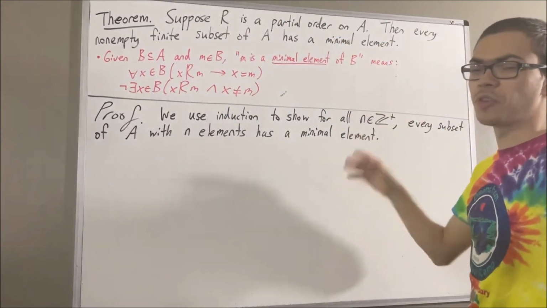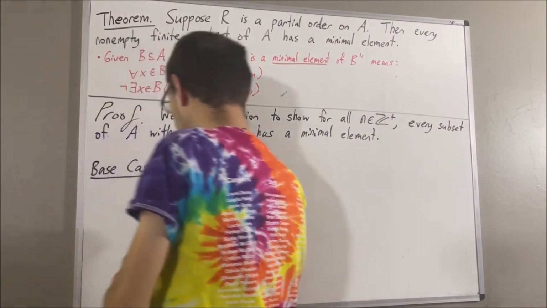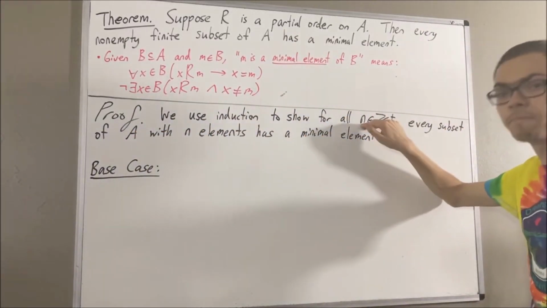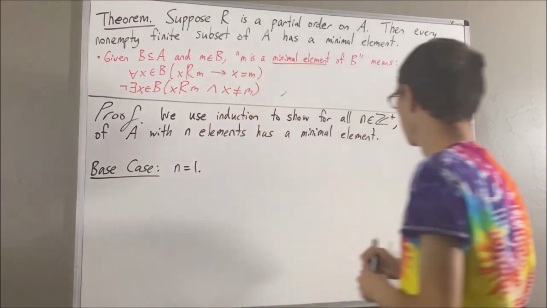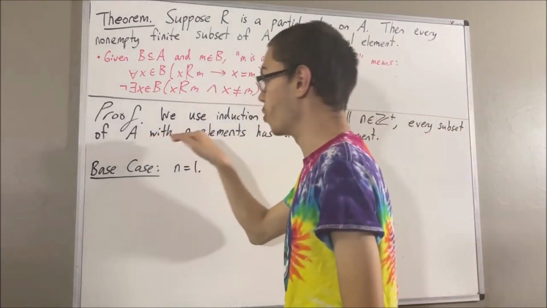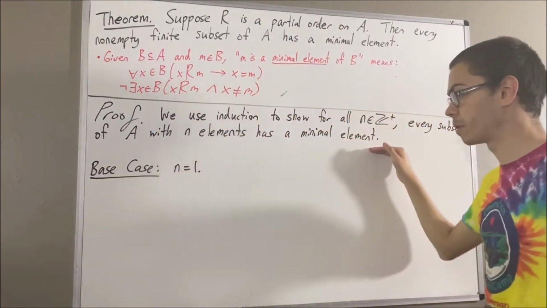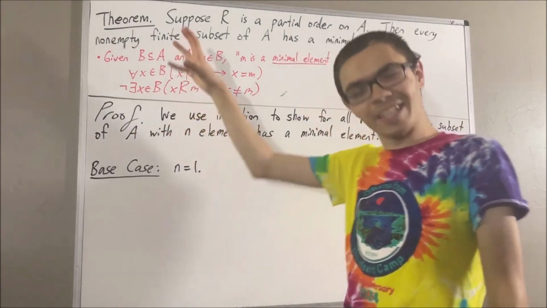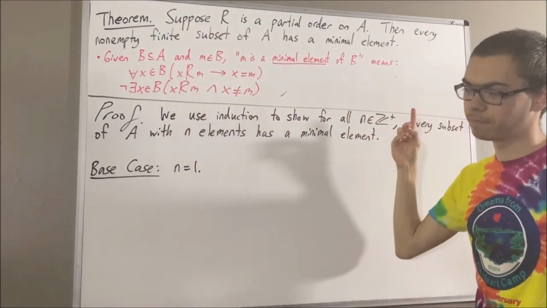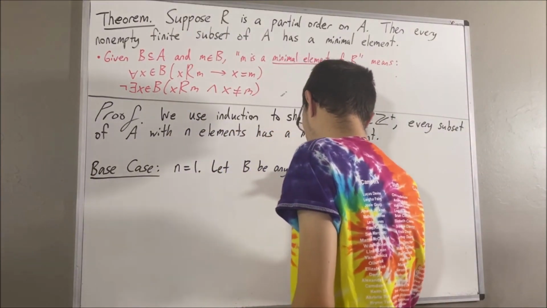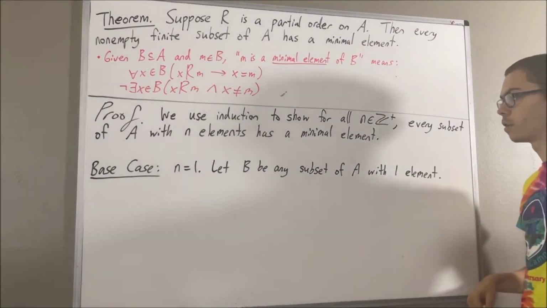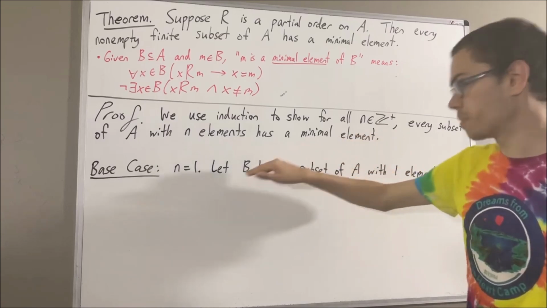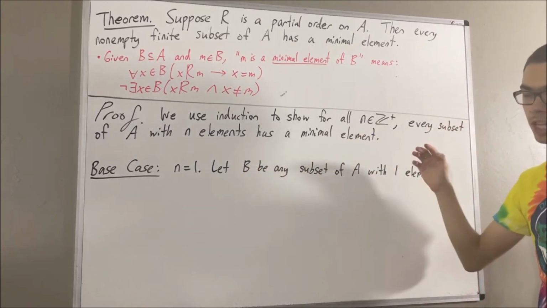So let's start with the base case. In the base case, we're trying to prove that this is true in the case where n is equal to 1. So really, we're trying to show that every subset of A with one element has a minimal element. Well, since we're trying to prove a statement about every subset of A with one element, give me an arbitrary subset of A with one element. I'll call it B. The whole goal is to show that B has a minimal element. Now, since B has only one element, let's call that element b naught.